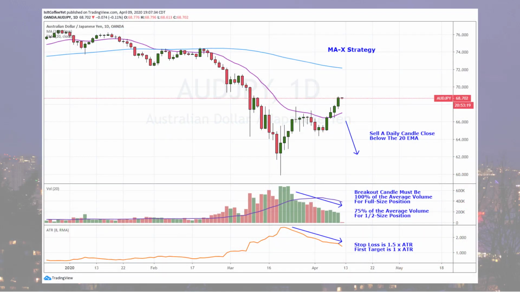And speaking of rules, remember our Aussie-Yen trade plan here. We're going to sell a daily candle close below the 20 EMA. If the volume is not quite average, go half size as long as it's at least 75% of the average. Your stop loss is 1.5 times the ATR, and your first target is 1 times the daily ATR.